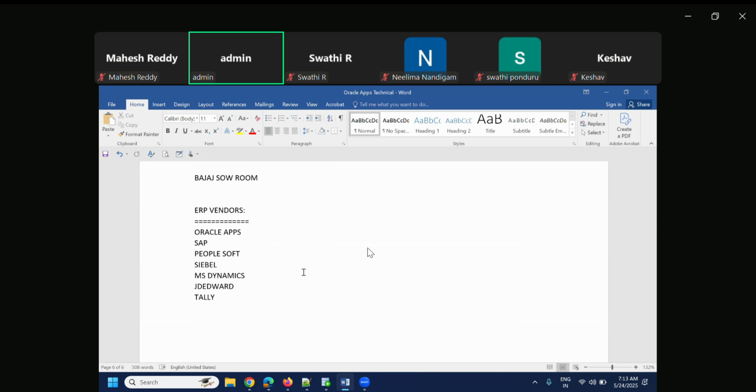So these many ERP products are in the market, but most of the companies will prefer to go with either Oracle applications or SAP. Particularly finance related companies will go to Oracle applications, while SAP is for manufacturing companies. Automobile companies will prefer to go with SAP because SAP is good for manufacturing. Oracle applications is good for finance, but Oracle also supports manufacturing, and even SAP supports finance.